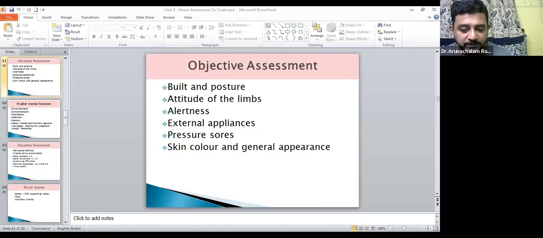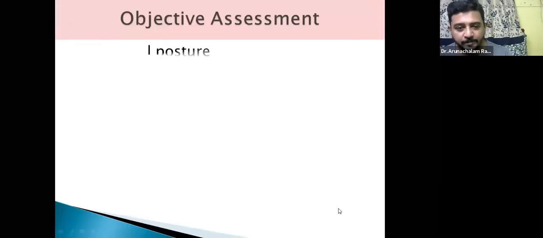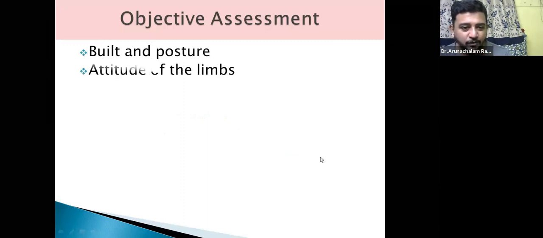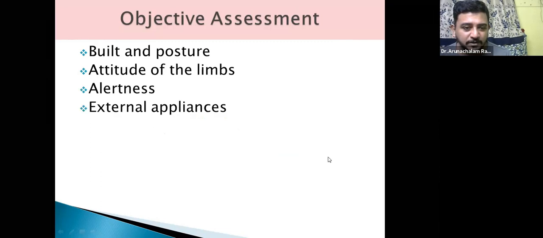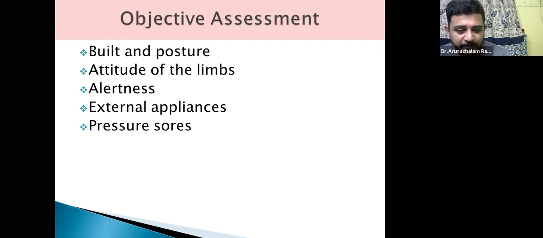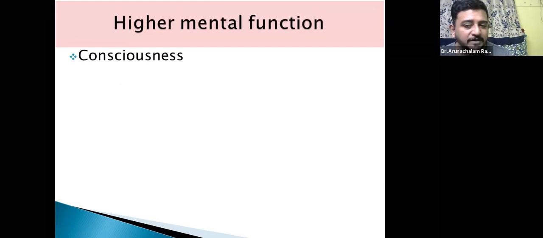Fine. Now we'll continue with our objective assessment. You know that objective assessment will have observation, palpation, and examination. On observation, I don't want to spend more time on this because you know all these things: built, attitude of the limb, alertness, external appliances, pressure sores. All these things you know. And I don't have much to tell you in palpation in neurological examination.